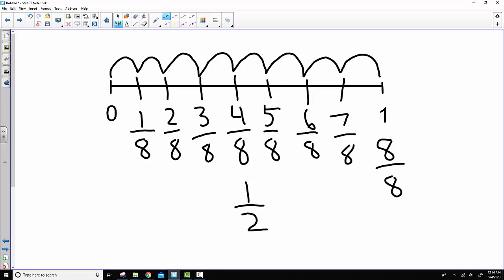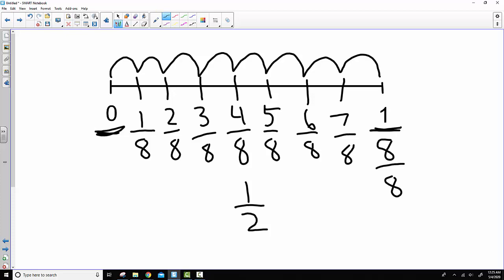Our most important point and our most important topic today is always determining what a line segment or a number line is being divided by. How many parts are between the whole numbers? The whole numbers today were 0 and 1. This line segment happened to be divided by eighths.